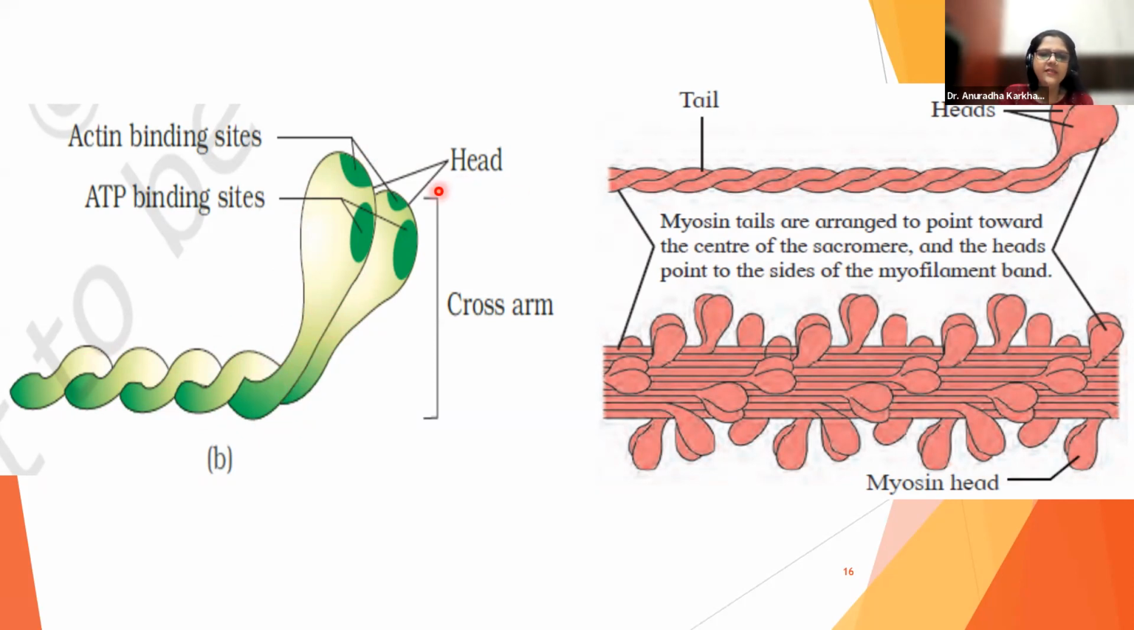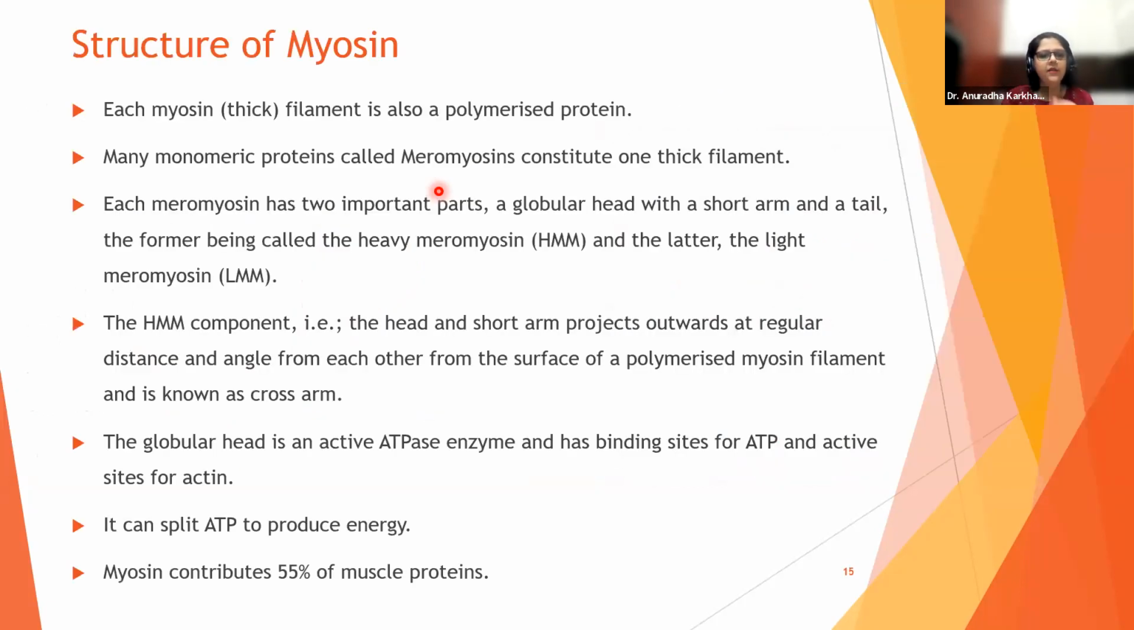Okay, so these parts that stand out like this, we call them the cross arm. Any difficulty in understanding any point? Tell me the structure of myosin. Anyone having any doubts? You want me to show the previous slide? Okay, I'll show the previous slide. You can go through it. What is written?